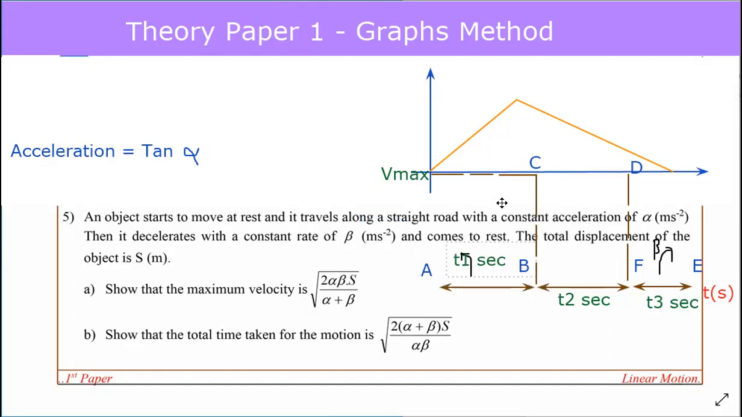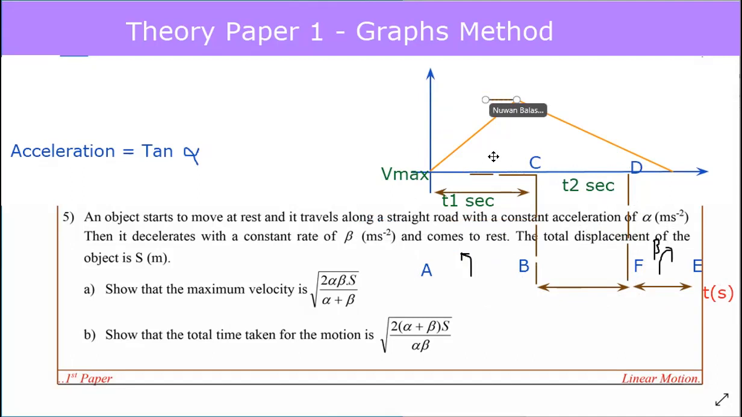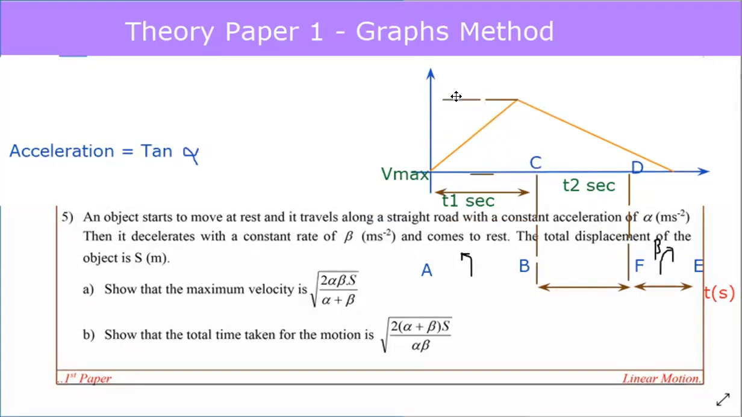So the object travels with an acceleration for a period of t1 seconds, decelerates for a period of t2 seconds, right? So let me use it like this. Just wait until I draw the graph. Once I draw the graph, you can understand everything, right? I'm trying to save the time also. So it accelerates for a period of t1 seconds. We don't know what the t1 is. Unfortunately, they have not given it. We have to find it.